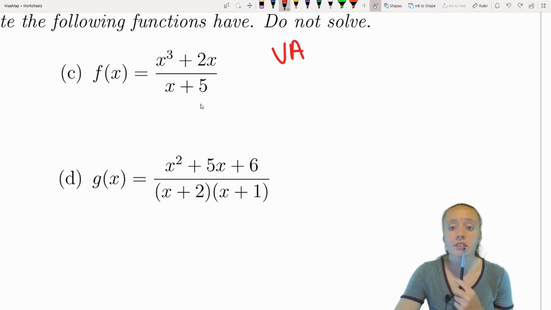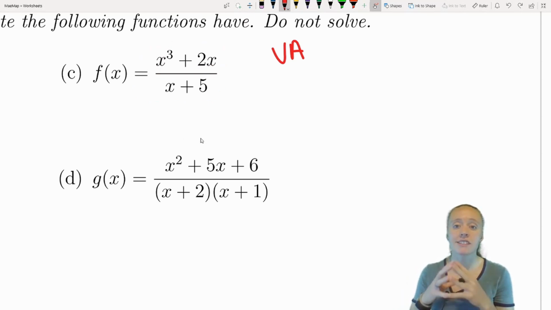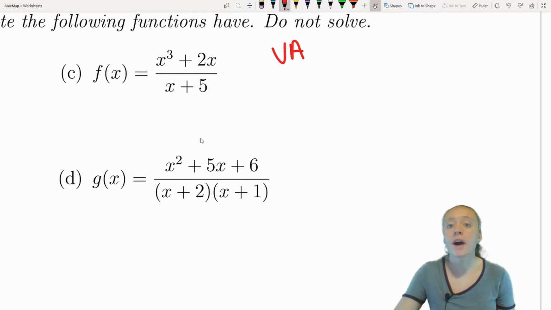Now let's talk about a horizontal asymptote. Do I have a horizontal asymptote for this? Well, the degree of my numerator is higher than the degree of my denominator, so if I take the limit of this function as x approaches positive or negative infinity, the function will also approach positive or negative infinity. So no, I don't have a horizontal asymptote. Do I have a slant asymptote? No, I don't, because my degree is 2 more in my numerator than it is in my denominator. So for C, all I have is a vertical asymptote.